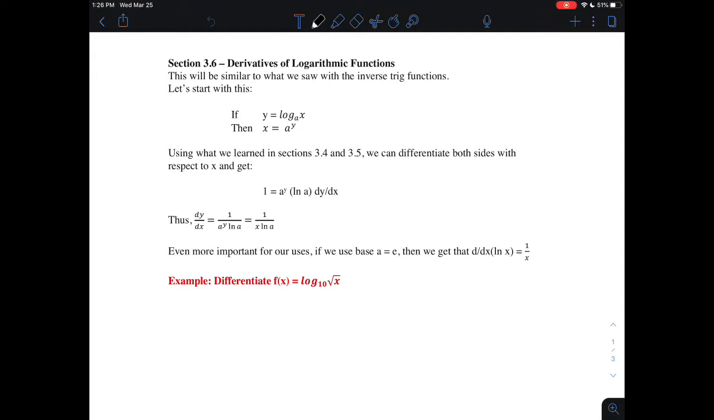So if we take the derivative of x with respect to x, that just leaves us with 1 on the left. And then if I take the derivative with respect to x on the right-hand side, here's where we can use what we learned about the derivatives of any exponential function. That's going to leave us with a to the y times the natural log of a. That's using the chain rule. And then also by implicit differentiation, we then also have to multiply by y prime, which is the same thing as dy dx.